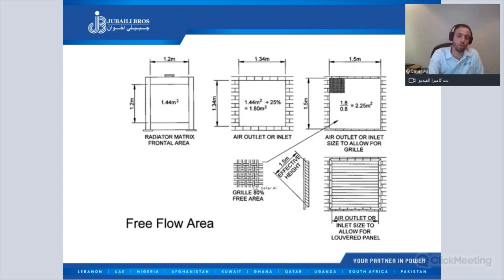Then we take into consideration the louver, which has 80% free area. So 1.8 divided by 0.8 equals 2.25. So the width will be 1.5 and the height will be 1.5 meter.